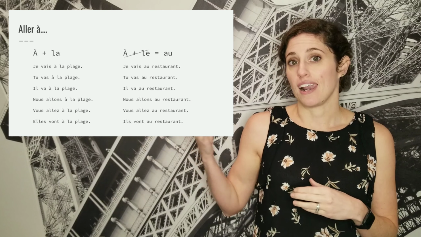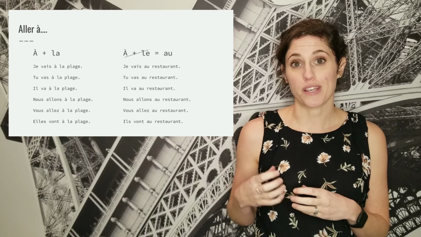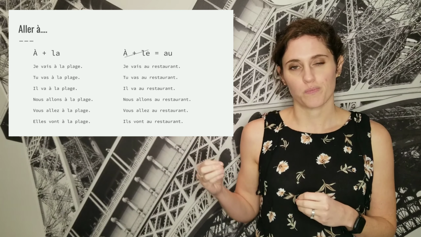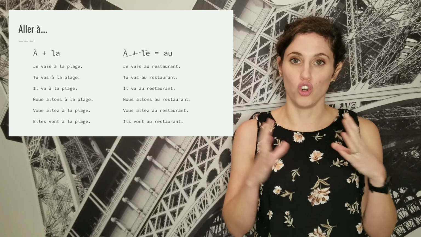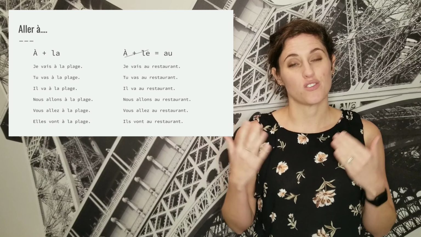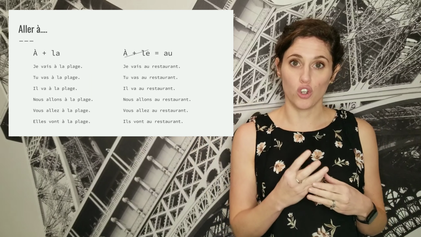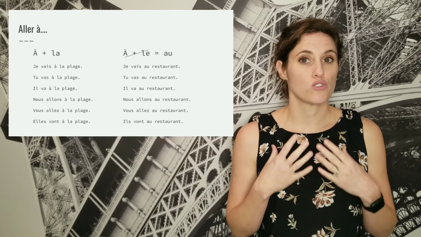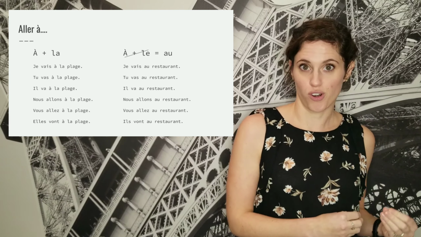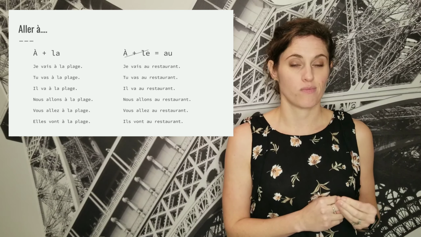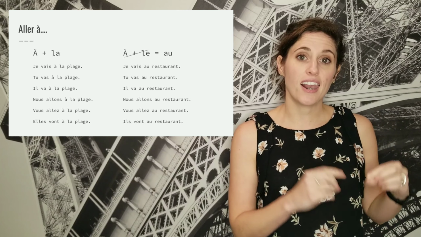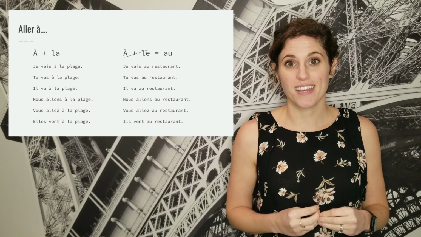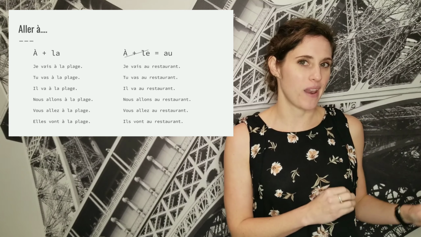And it can either be à la, if the place you're going is feminine, or it becomes au, that A-U. You can't have à le. It breaks the rules. You just can't do it. So à le becomes au. Okay? So je vais au restaurant means I go to the restaurant. Je vais à la plage means I go to the beach.